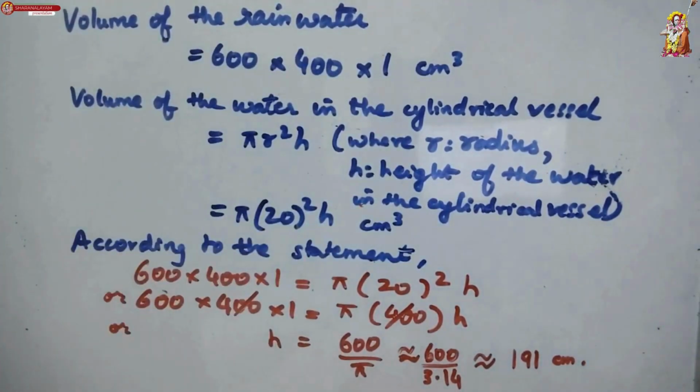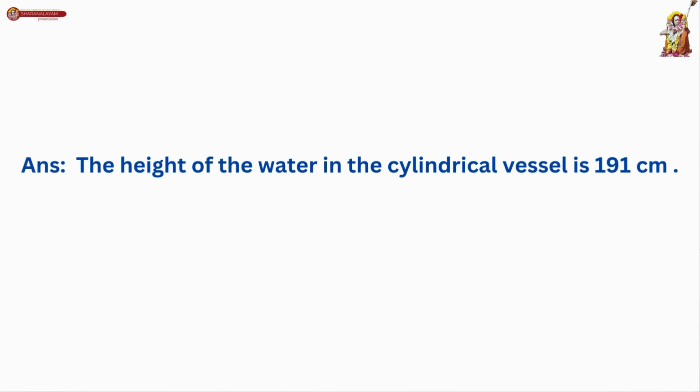So, equating that, 600 into 400 into 1 will be equal to pi into 20 square into h. So, 20 square is 400. 400 cancel. So, 600 upon pi will be equal to h. And they are asking us to take the value of pi as 3.14. So, substituting that, we get the approximate value of height as 191 centimeters to the nearest integer. So, the height of the water in the cylindrical vessel equals 191 centimeters.